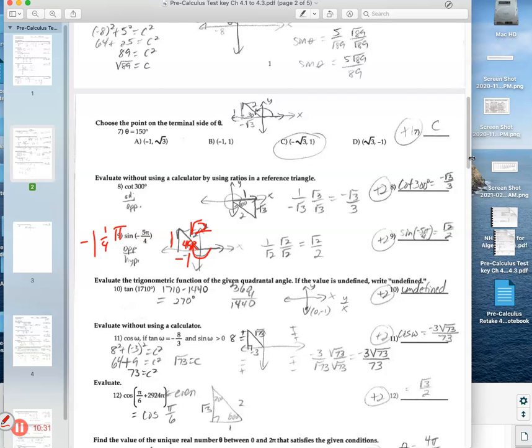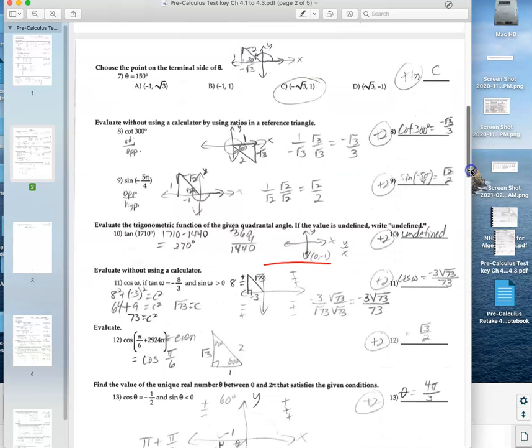And now we need sine. And sine is opposite over hypotenuse. So that will be 1 over the square root of 2. We rationalize the denominator and we get the square root of 2 over 2. I'm just thinking about that one. When I graded it, there were not a lot of people that forgot the negatives on those. That was nice. All right, number 10, evaluate the trigonometric function of the given quadrantal angle.